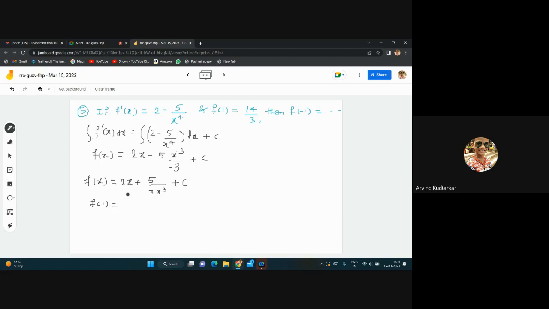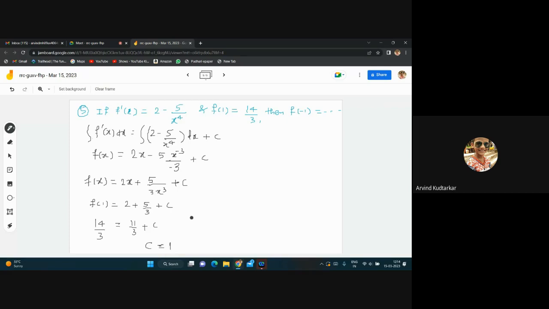f of 1 is equal to, putting x as 1, 2 plus 5 by 3 plus c. 5 by 3 means what? Their sum is 11 by 3. So 11 by 3 plus c on the RHS, and on the LHS the value of f of 1 is given, that is 14 by 3. After simplifying you will get the value of c, which is 14 minus 11 upon 3. 14 minus 11 is 3, 3 upon 3 is 1. So the value of c is 1.